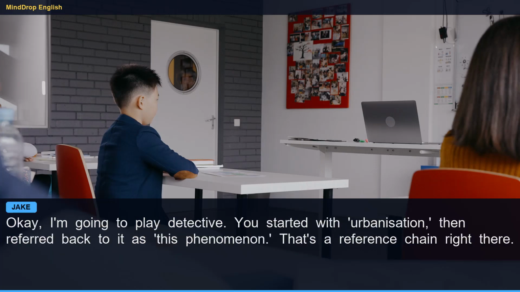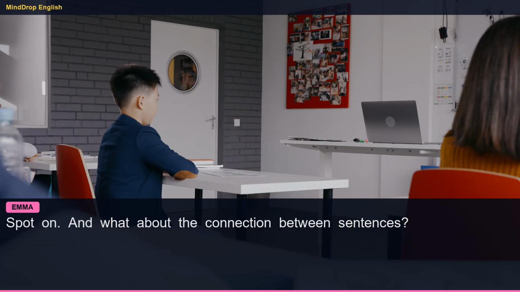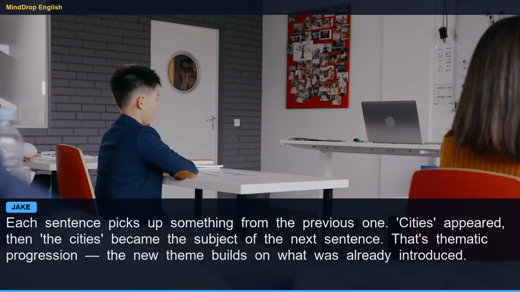Okay, I'm going to play detective. You started with urbanization, then referred back to it as this phenomenon. That's a reference chain right there. Spot on. And what about the connection between sentences? Each sentence picks up something from the previous one. Cities appeared, then, the cities became the subject of the next sentence. That's thematic progression. The new theme builds on what was already introduced.